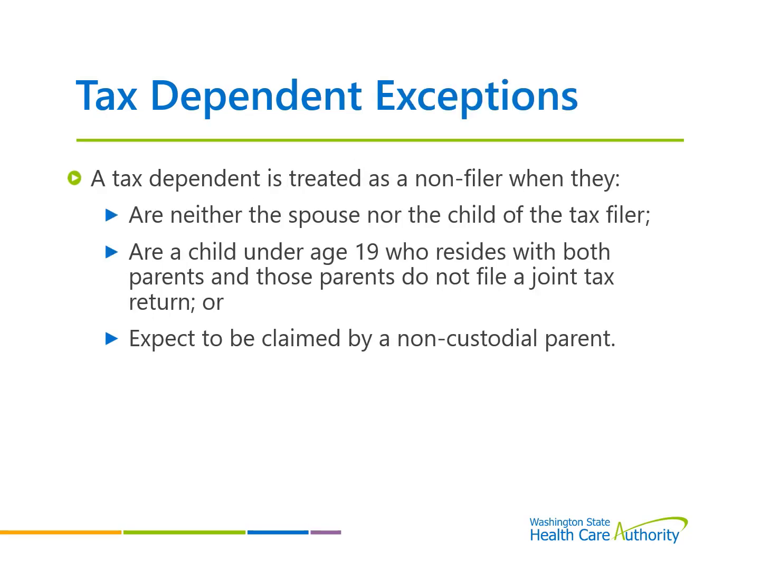Tax dependent exceptions. A tax dependent is treated as a non-filer when they are neither the spouse nor the child of the tax filer, are a child under age 19 who resides with both parents and those parents do not file a joint tax return, or expect to be claimed by a non-custodial parent.